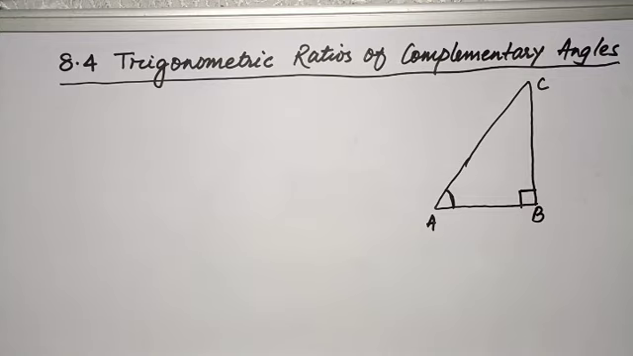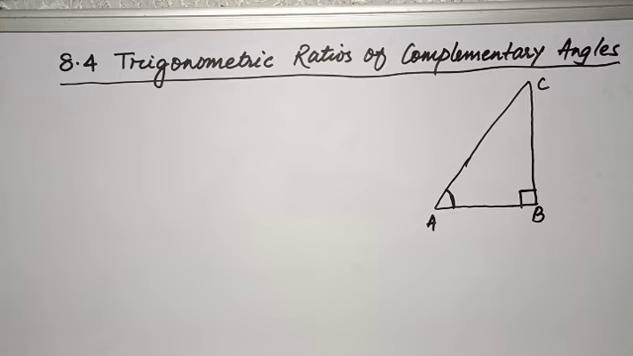In order to solve this question, we'll draw a right angle triangle ABC, right angle at B, and we'll see the meaning of complementary angle and how it is going to be relevant to the trigonometric ratio. Here you are given a triangle ABC in which angle B is 90 degree.